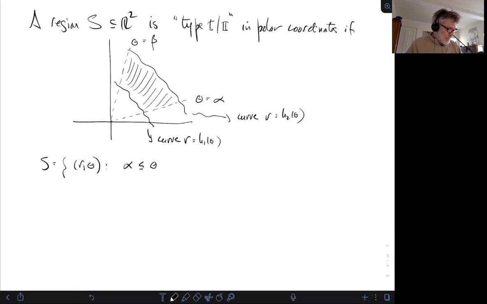Okay, this is S. So S is the set of all (r, theta) such that theta is between alpha and beta. These are two constant values, fixed values. And once you fix theta, then r can vary between the two values depending on theta, h1 of theta and h2 of theta.